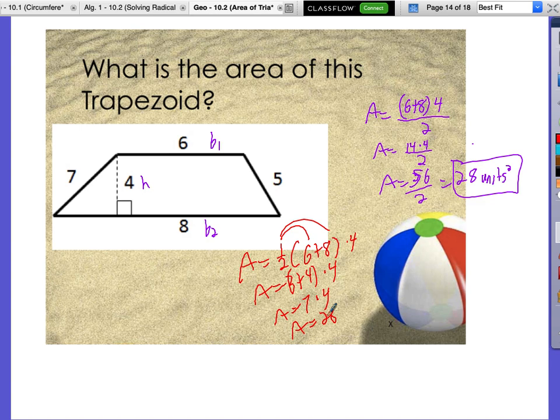I just did 7 plus 8 is 14. Half of 14 is 7. Yep. Times 4. That's how you do it, my kid. Questions on that? Will the distributing always work? Yeah. This is correct mathematically.